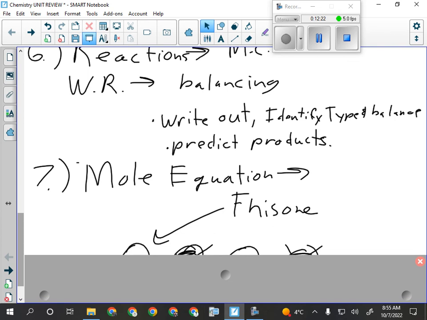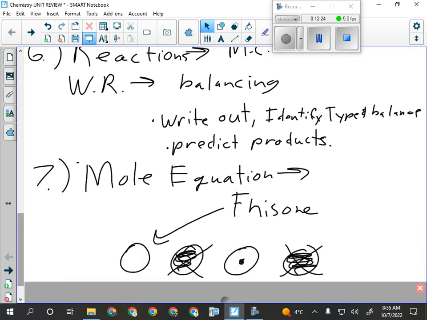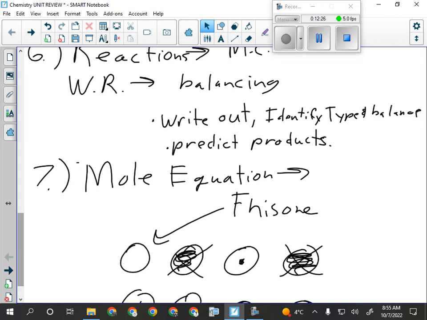Okay, and then the mole equation, oh, we talked about that multiple choice thing yesterday, right? Then the mole equation, there's one of each kind on the test. We went over 4 kinds, there's one of each on the unit exam.